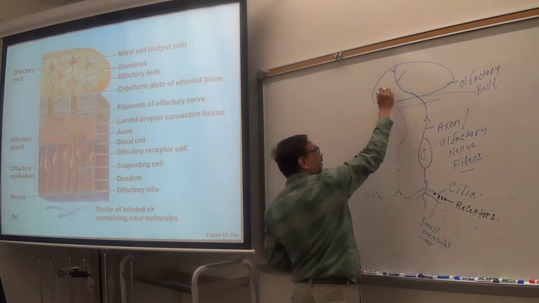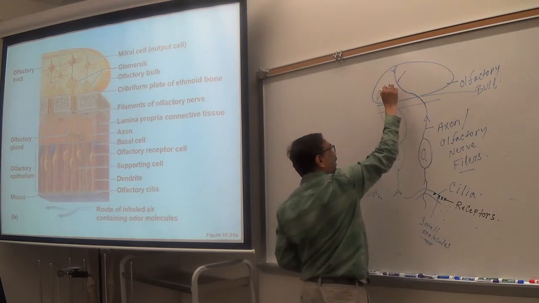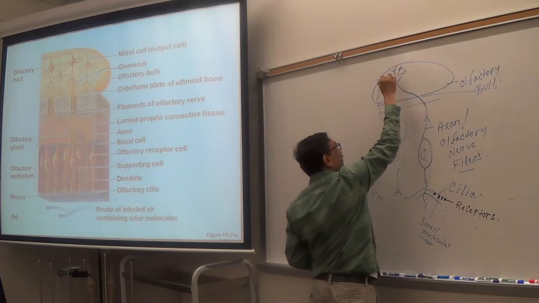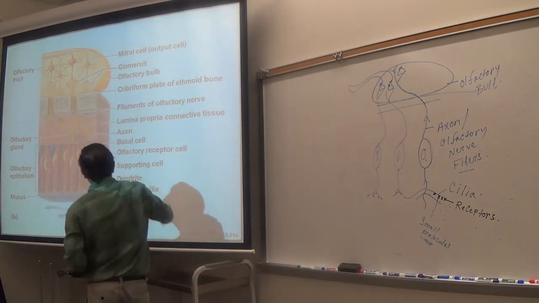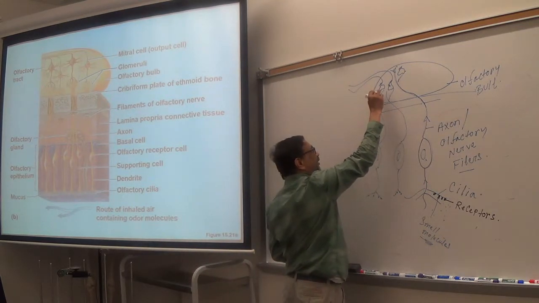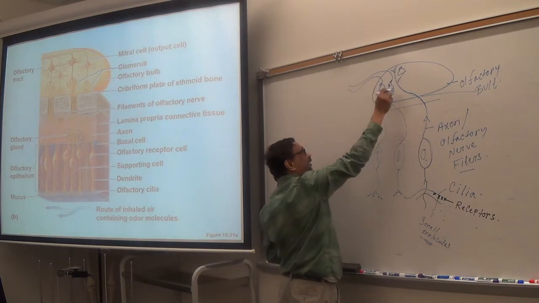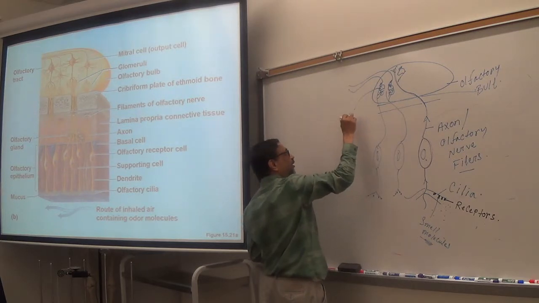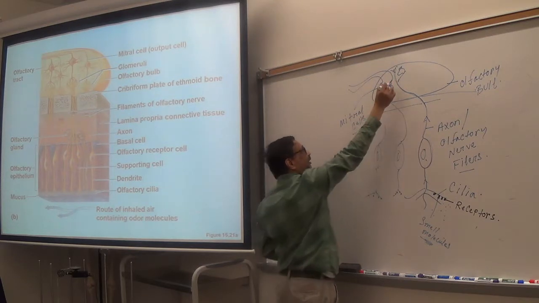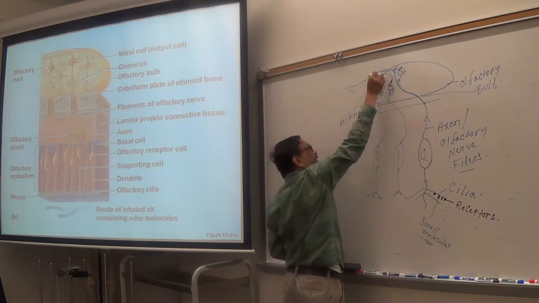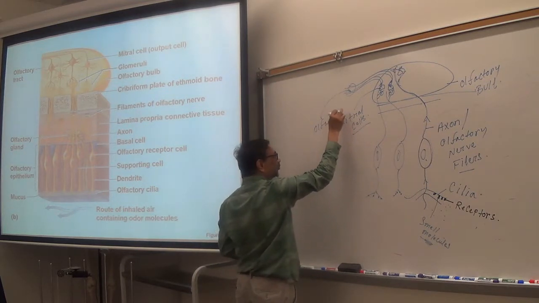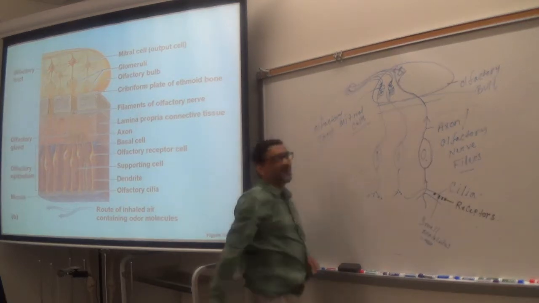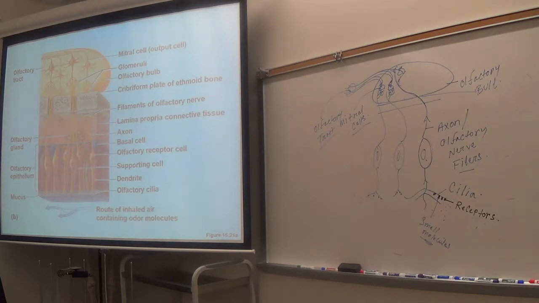And when the signal arrives here in the olfactory bulb, inside the olfactory bulb you have neurons. These are called the mitral cells. These are the dendrites of mitral cells. They receive the signal, synapse. And the axons of these mitral cells bundle together to form the tract, the olfactory tract. So the olfactory tract is actually the bundle of the axons of mitral cells. You see the picture now, it will make sense.